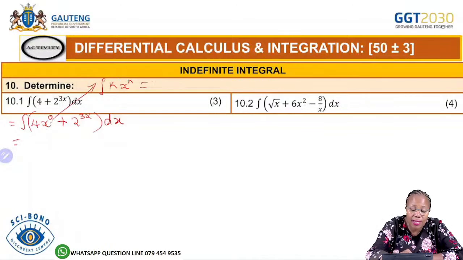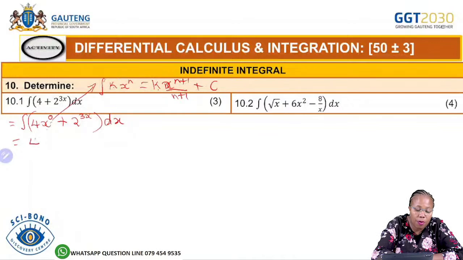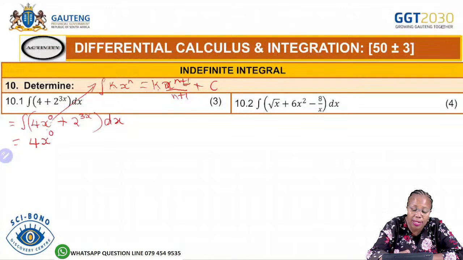Remember, this one says k times x to the power n plus 1 over n plus 1, plus c. So can you see that it says keep the constant? So we are going to keep 4. And then you take x to the power 0. It says add 1, so 0 plus 1. Whatever you have added, you must also do on the denominator. The same exponent goes to the denominator there.